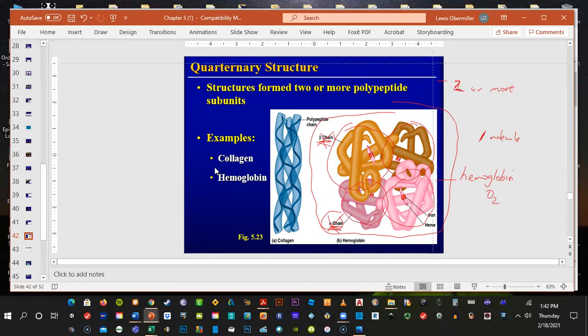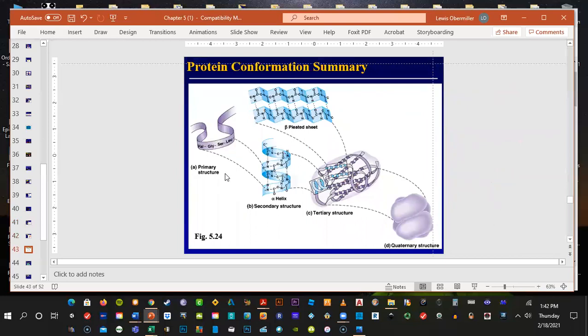And there are other things, like collagen that gives your skin elasticity. It's formed by three groups that are intertwined, kind of like a braided rope. So that makes it stronger, and it wouldn't function right if there was only one subunit. So collagen has three, hemoglobin has four subunits to make it functional. And because there's more than one, it has a quaternary structure. There are some proteins that do not have a quaternary structure because they only need one amino acid chain to function correctly.